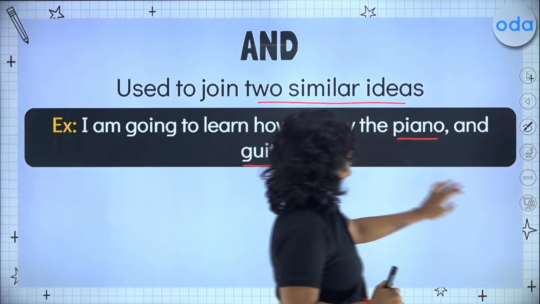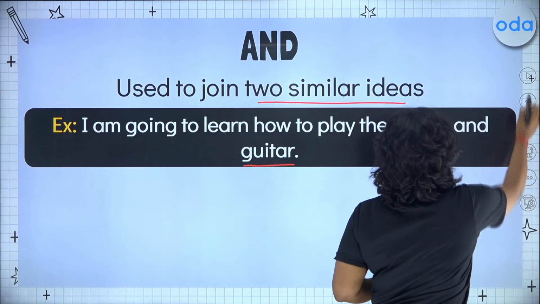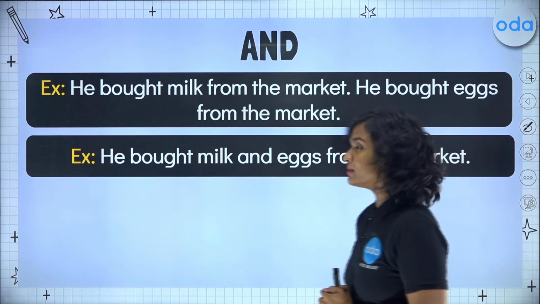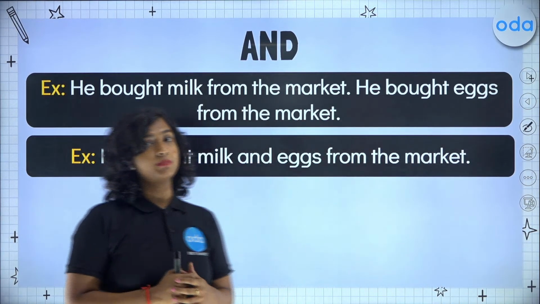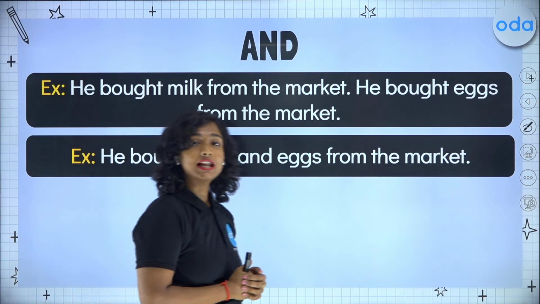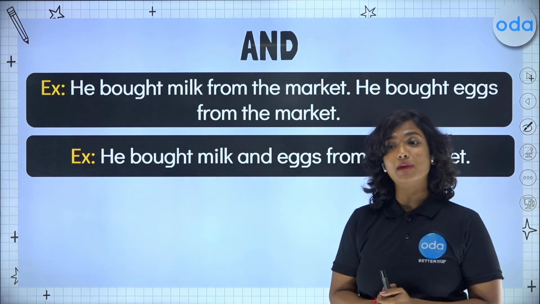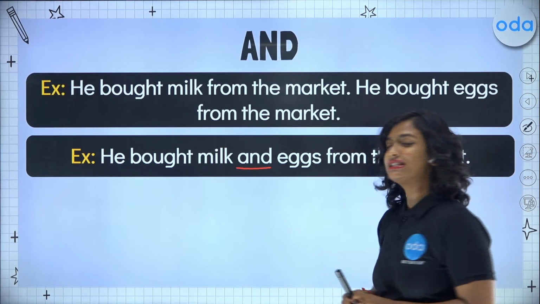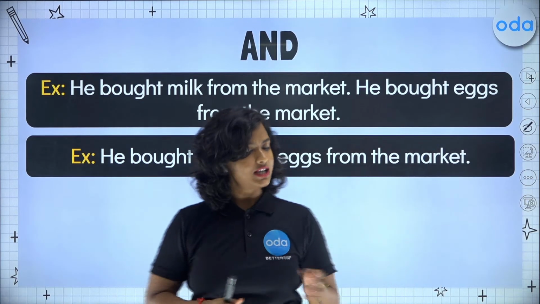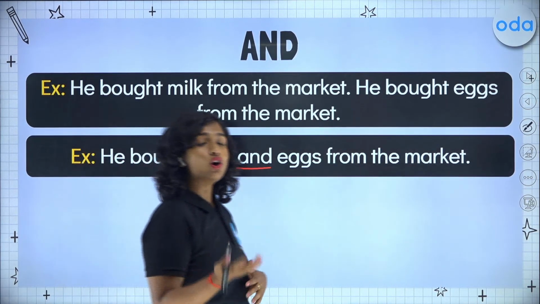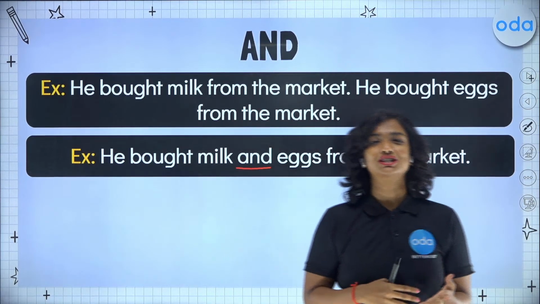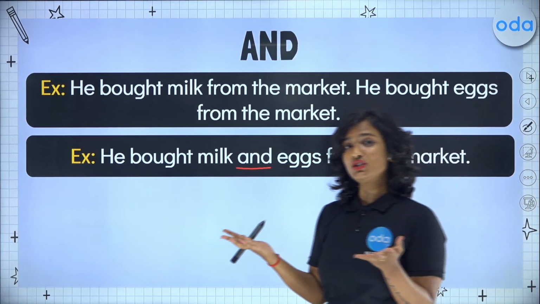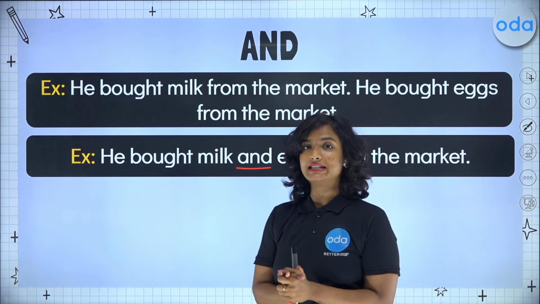Now, our second example where we get to see how to join two sentences. Let's take it: He bought milk from the market, and he bought eggs from the market. Once again, similar idea of things that he bought from the market. So we join them: He bought milk and eggs from the market. We can take one more example here. Say, I ordered 2 burgers and 2 milkshakes for us because we are so hungry. So once again, whenever and is used, we are joining two similar ideas.